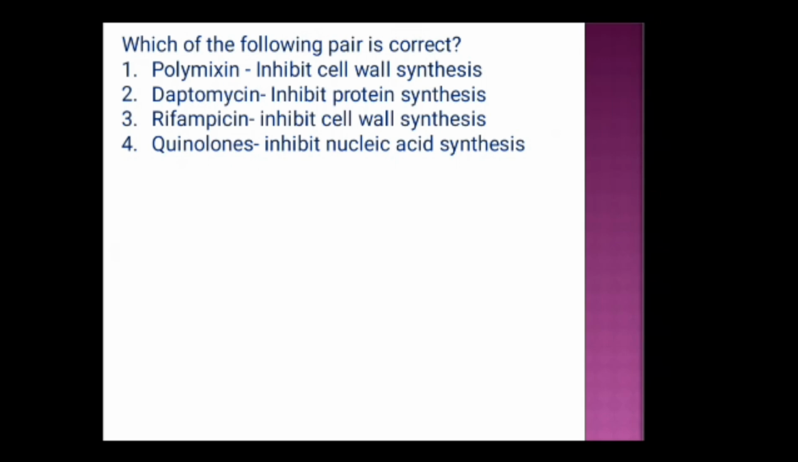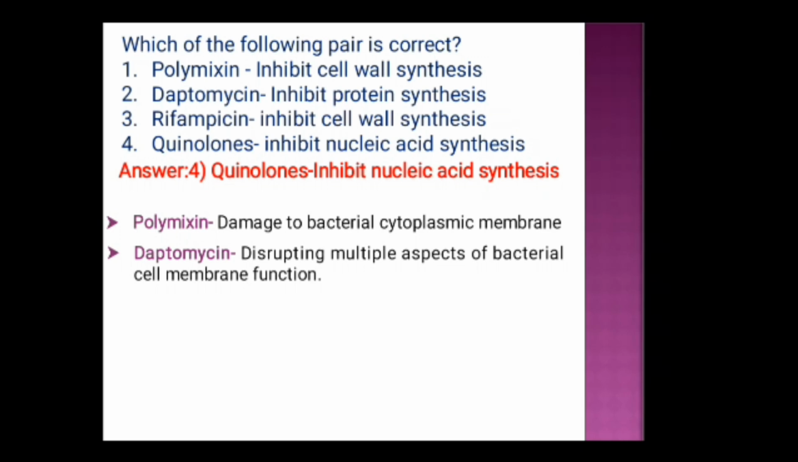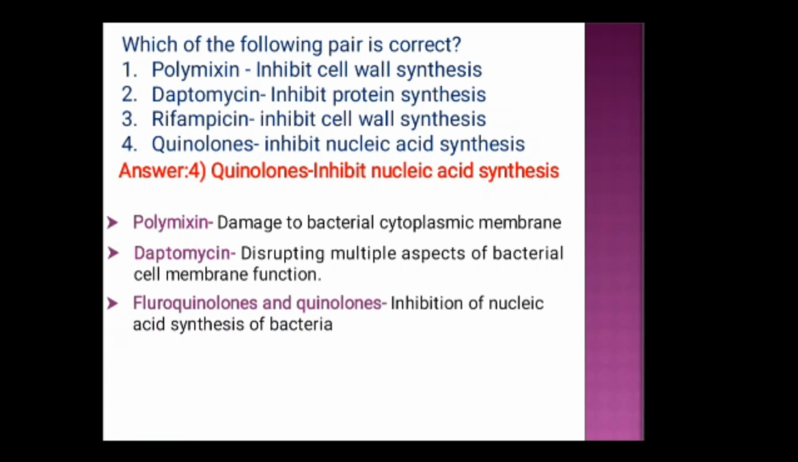Next, which of the following pair is correct? Option 1 polymyxin inhibits cell wall synthesis. Option 2 daptomycin inhibits protein synthesis. Option 3 rifampicin inhibits cell wall synthesis. Option 4 quinolones inhibit nucleic acid synthesis. Option 4 is correct. Polymyxin damages the cytoplasmic membrane. Daptomycin disrupts multiple aspects of bacterial cell membrane function. Fluoroquinolones and quinolones inhibit nucleic acid synthesis in bacteria.